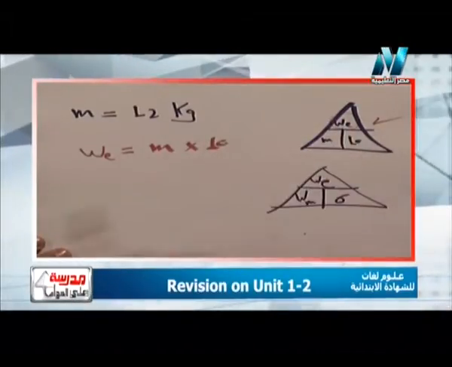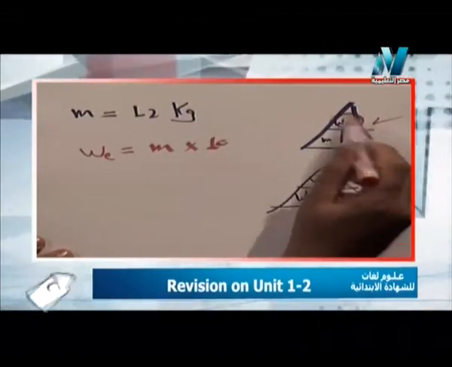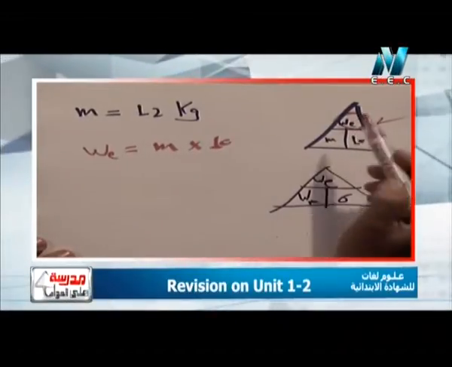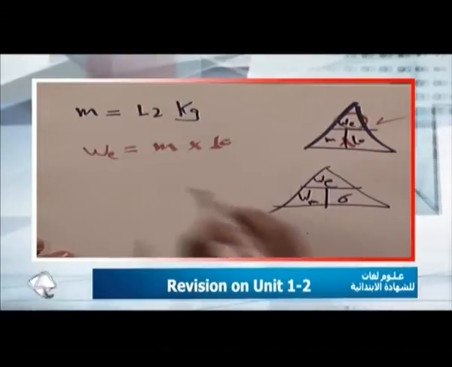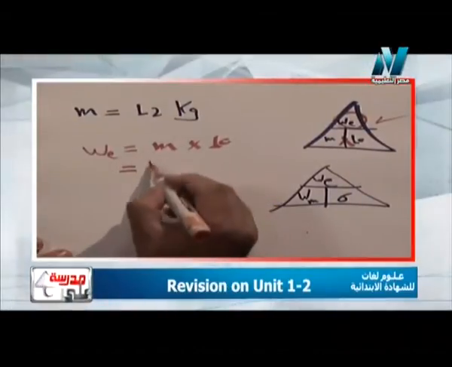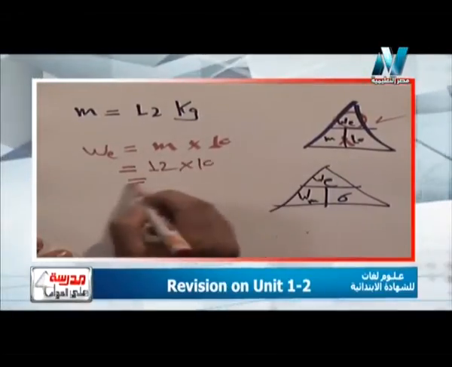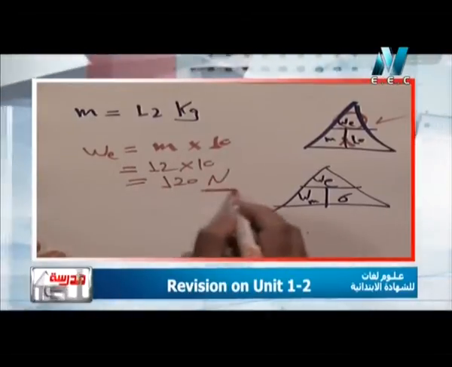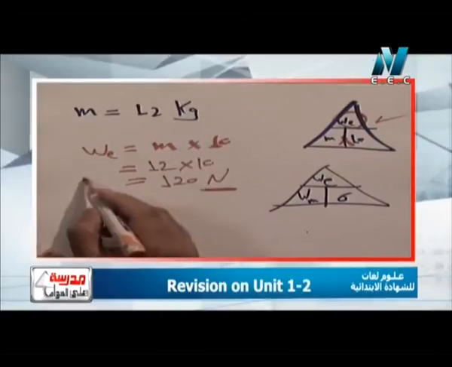Weight on the Earth equals what? Equals mass by 10. I put my finger or my pen on the weight on the Earth, so it will equal mass by 10. So it will be 12 by 10 equals 120 Newton. Surely we must write Newton with weight.